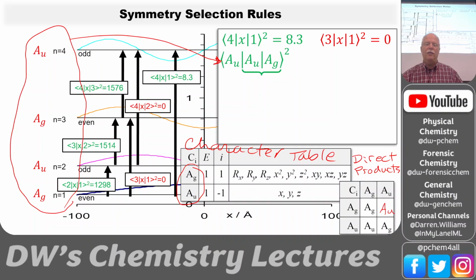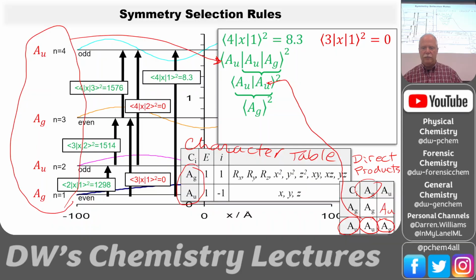And then we can combine them. We use the direct product table to combine them. So what is Au times Ag? Au times Ag gives the result Au. And then we summarize those first two. You see where that came from now? It came from the direct product table. And then we summarize the next two, multiply them together. Au times Au gives Ag. So this one now comes right there.